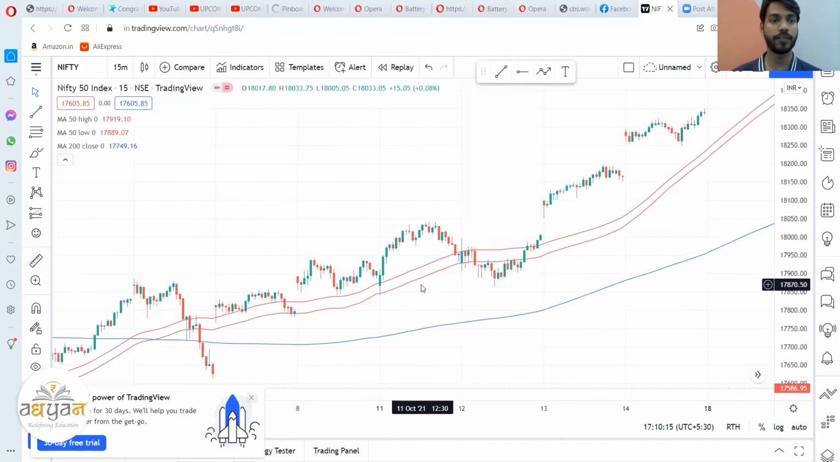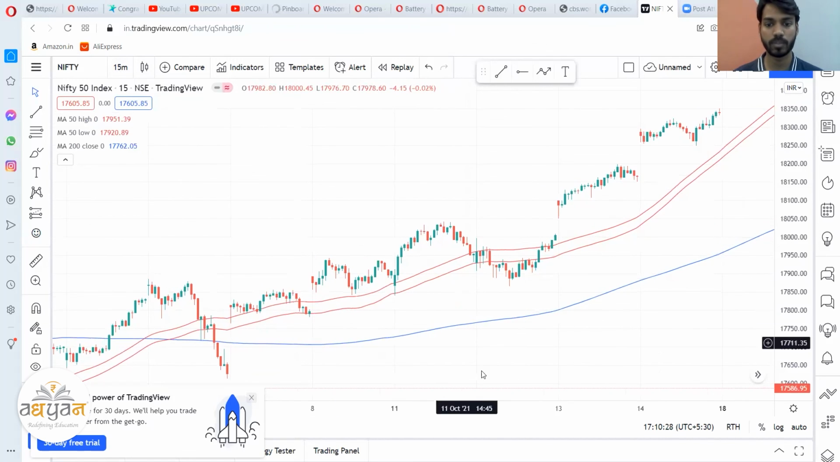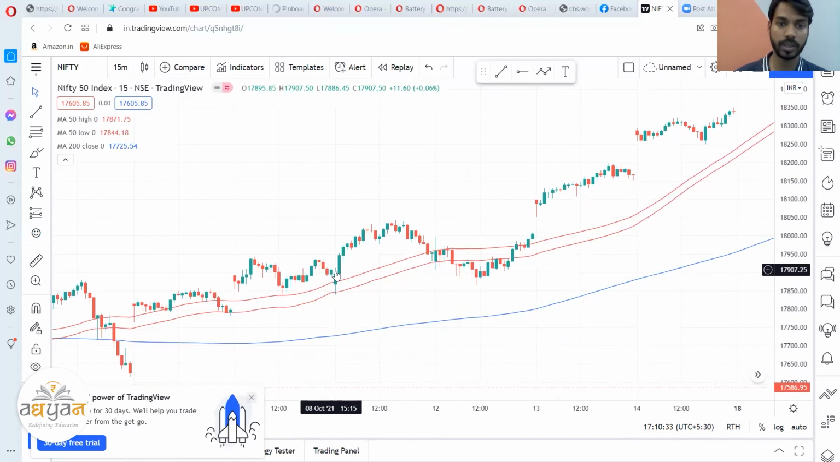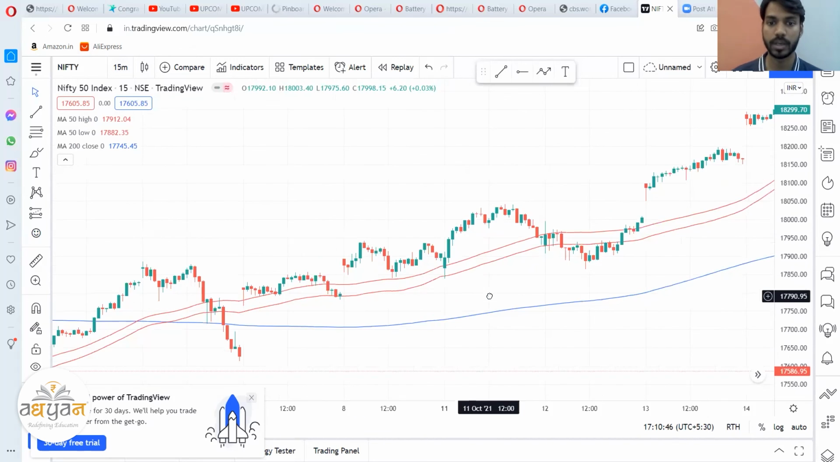So this is a 15 minutes time frame, if you can observe. The moving average high, low and close: the blue line will be the 200, then the 50 high and 50 low. Now if you can observe here, we got a good rejection over here and the market went up. So this is a very simple trade that we can take, and the stop loss has been hit, but the target you could have booked by the time we booked our losses.